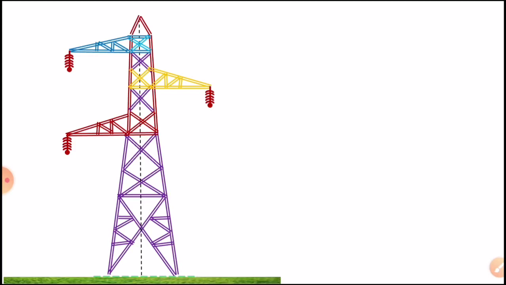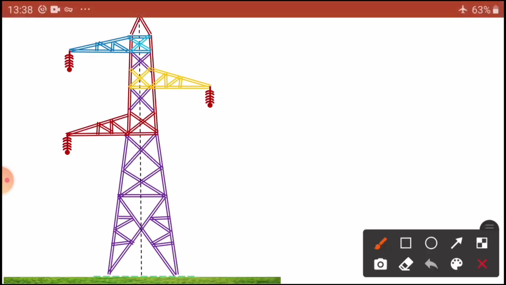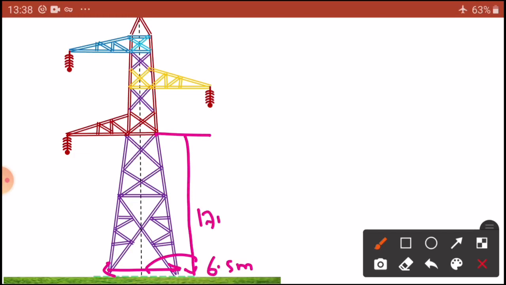So these are the total diagram, dear students. After drawing this one you are going to indicate the length. This is equal to 6.5 meters. Then indicate 17 meters. Then indicate this length, which is 1.4 meters.